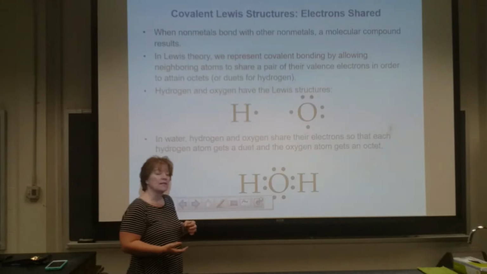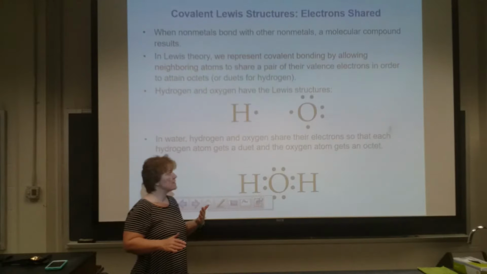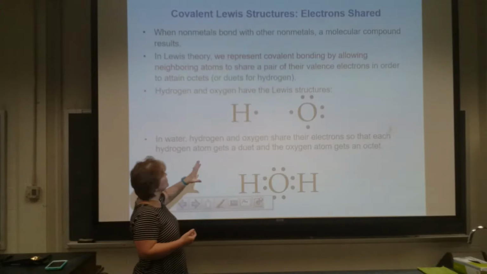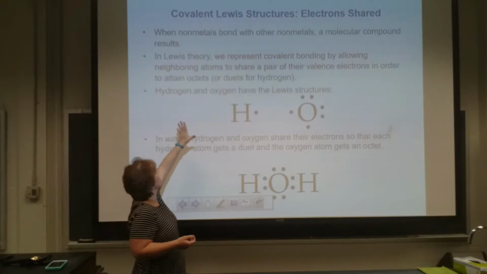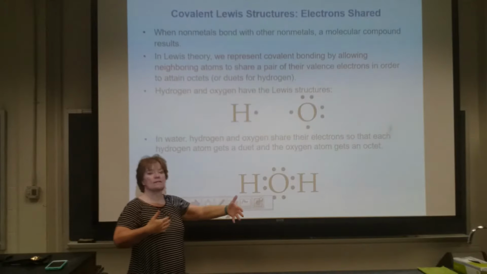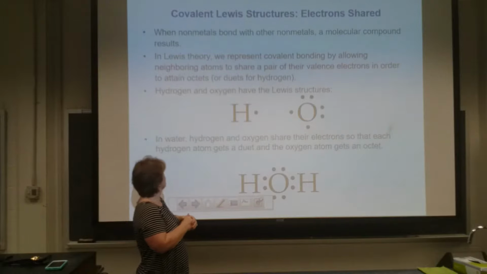It's a little different. In covalent structures, remember, there are no ions. A covalent compound is formed from sharing of electrons. So it's going to look a little different. In theory, we're going to represent the covalent bonding by allowing neighboring atoms to share a pair of valence electrons in order to each get full octets, or a duet for hydrogen.